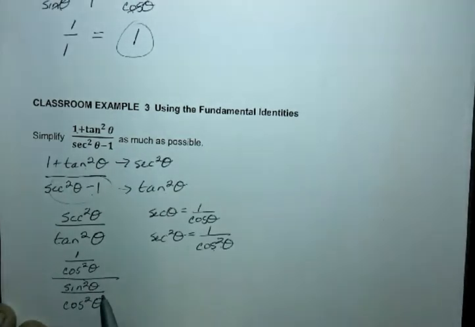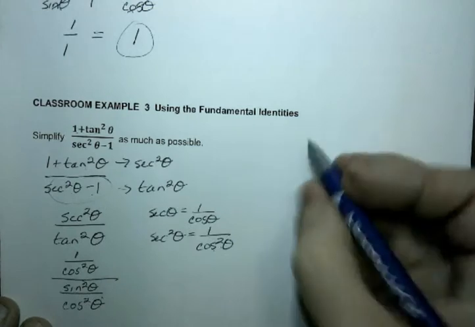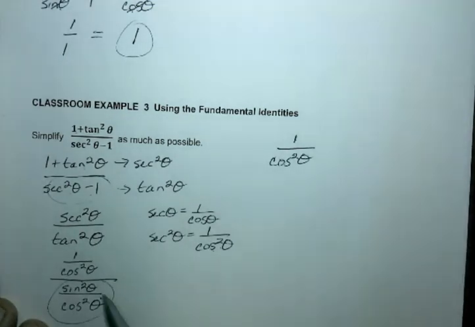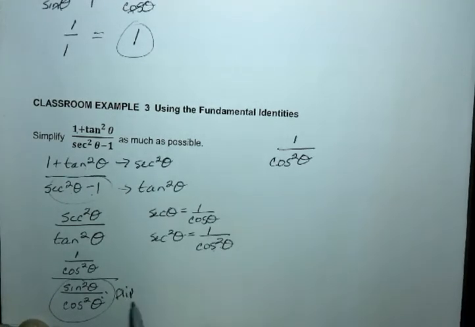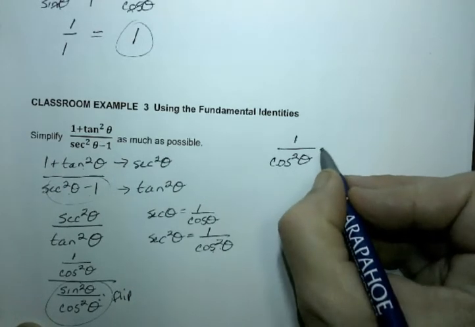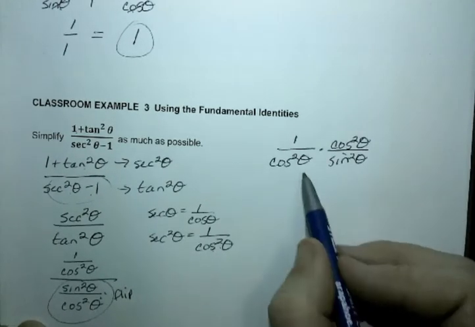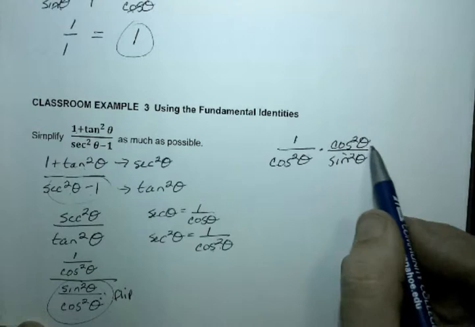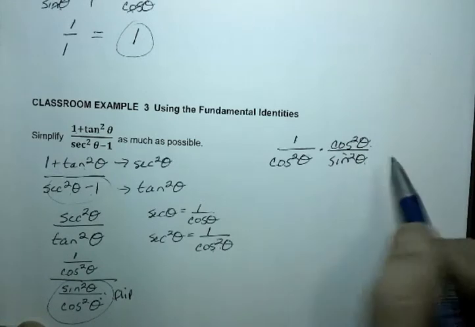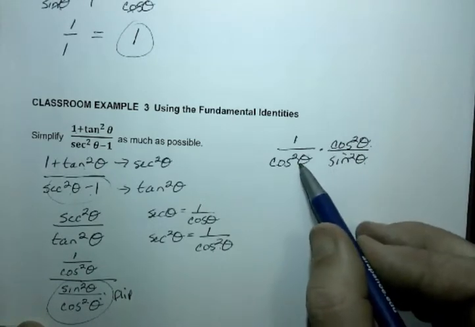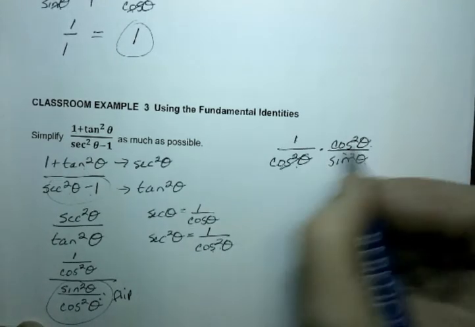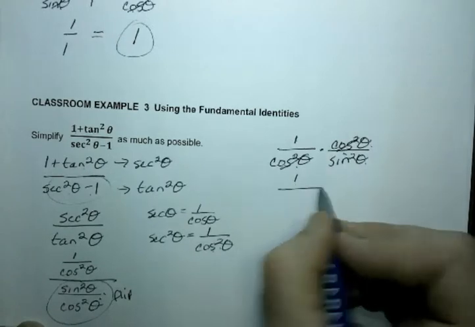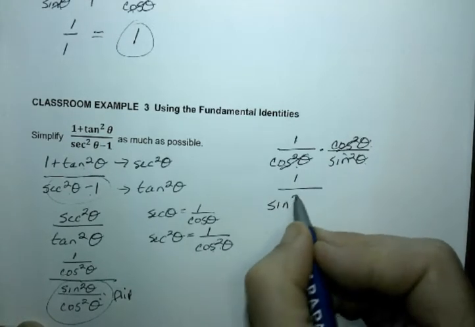Now we've got the whole thing rewritten in terms of sine and cosine. Now what we would want to do is simplify this rational expression, so we can take the bottom of this and flip it, and that will turn this into multiplication. Now we have 1 over cosine squared theta times cosine squared over sine squared. Now we're simplifying our rational expression by canceling. We have a cosine squared on the top and the bottom. We can cancel those two. That leaves us with 1 over sine squared theta.